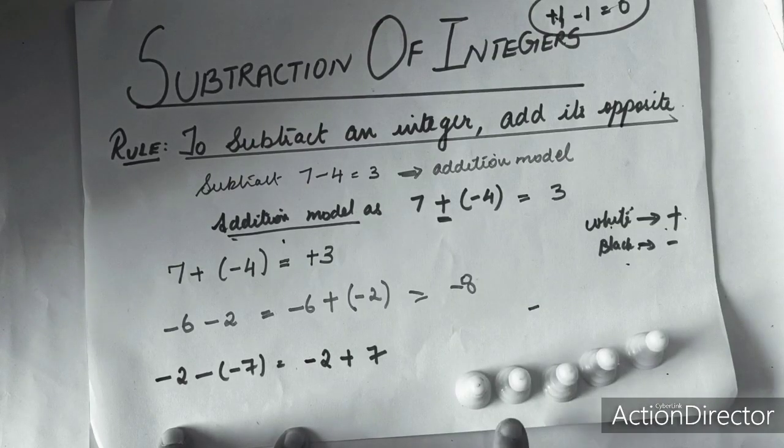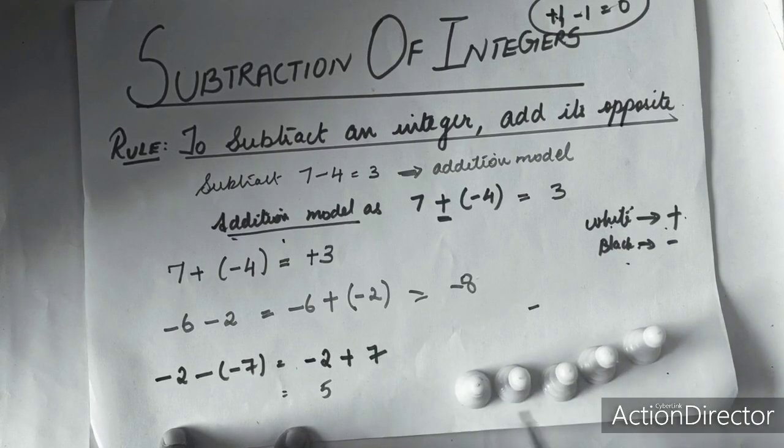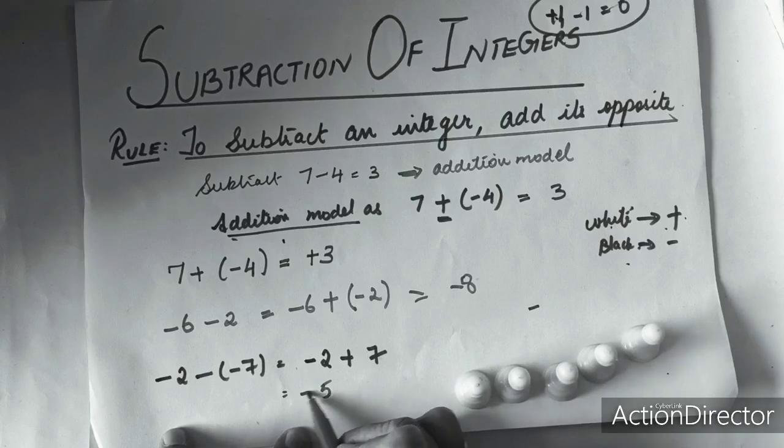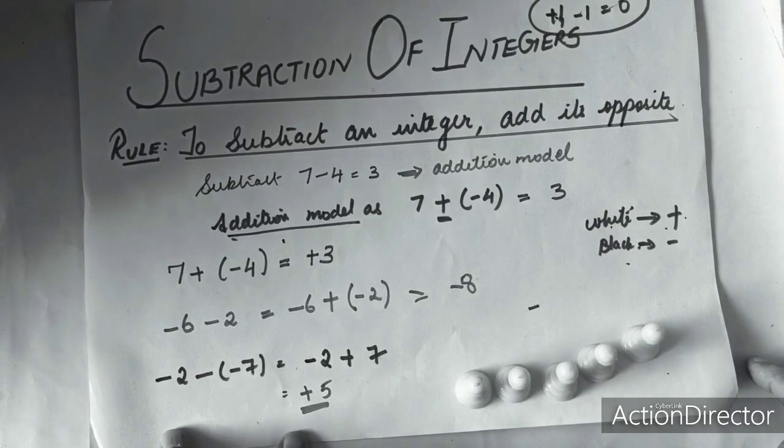Now what is remaining? 1, 2, 3, 4, 5. So my answer is equal to 5. What is the sign of this white color? It is positive. So I am getting plus 5. So this is how you subtract the integers using activity.